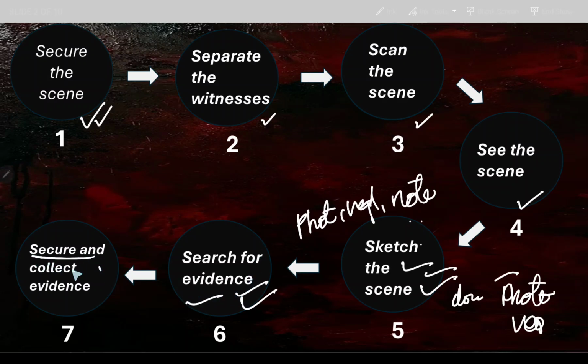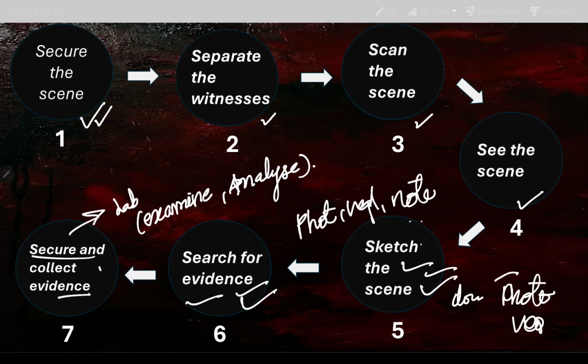Then we have to secure and collect the evidences, which are further moved to the laboratories, where they will examine and analyze the evidences. So these are the steps, these are the 7S. You can see that they all start with the letter S: 1, 2, 3, 4, 5, 6 and 7. Once again we'll revise. Secure the scene, separate the witnesses, scan the scene, see the scene, sketch the scene, search for evidences, and secure and collect the evidences. So these are the 7 steps at the crime scene.